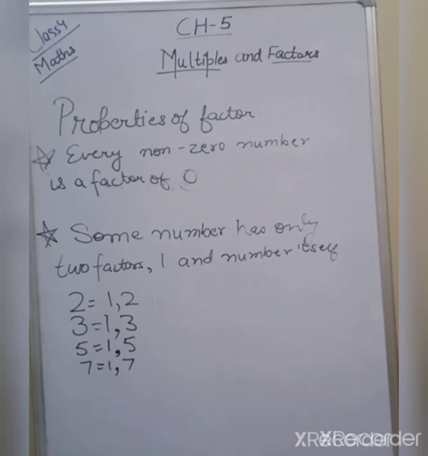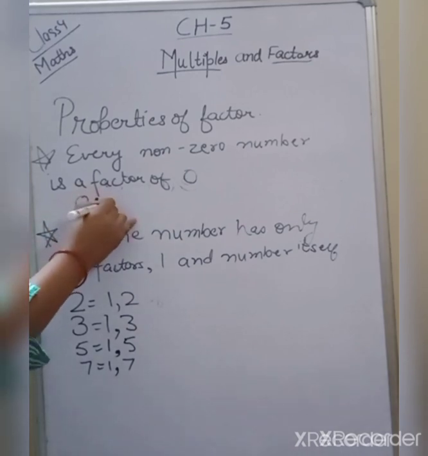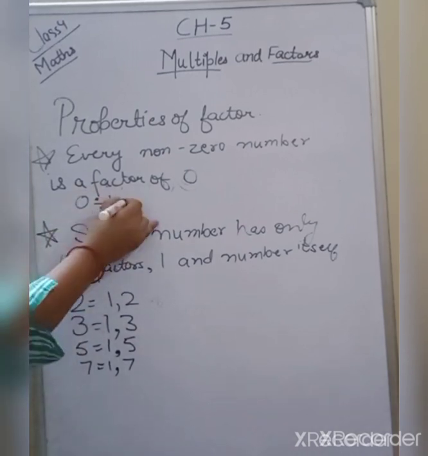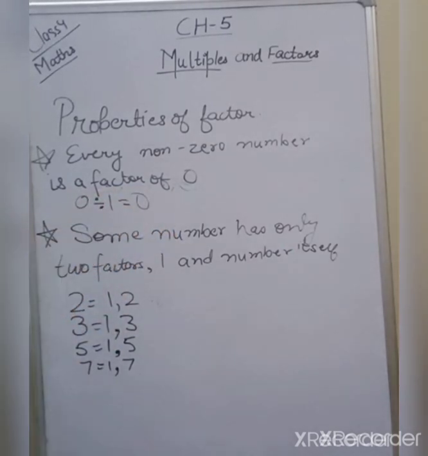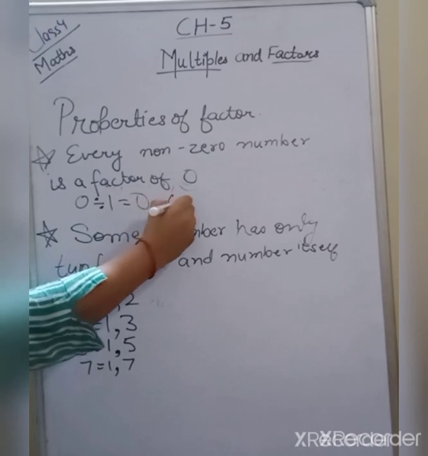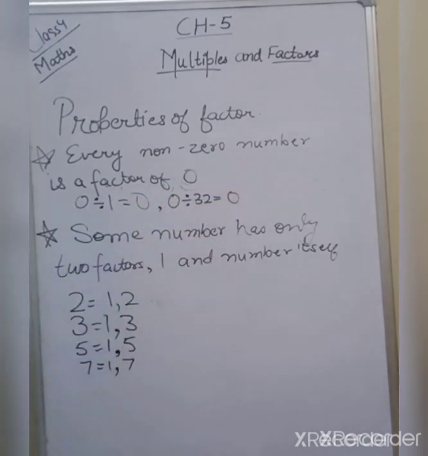Let us take an example. When we divide 0 by any non-zero number, say we divide 0 by 1, what answer do we get? 0. If we divide 0 by 32, what answer do we get? 0. So, what is the last property? That every non-zero number is a factor of 0.